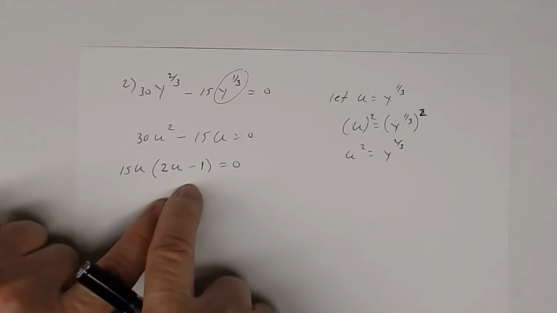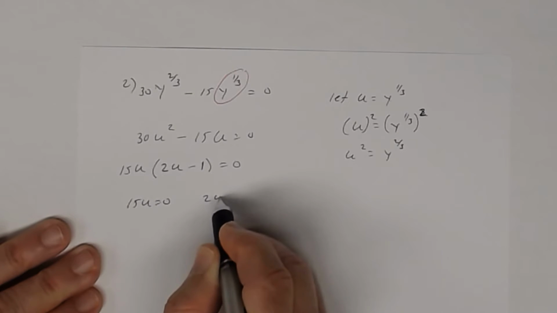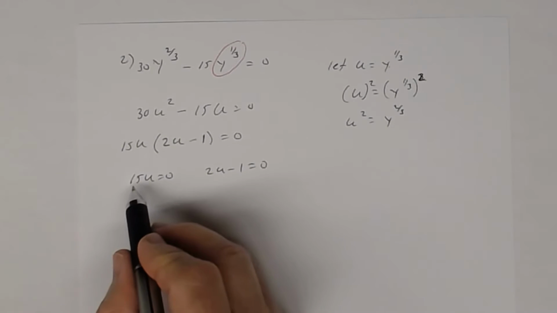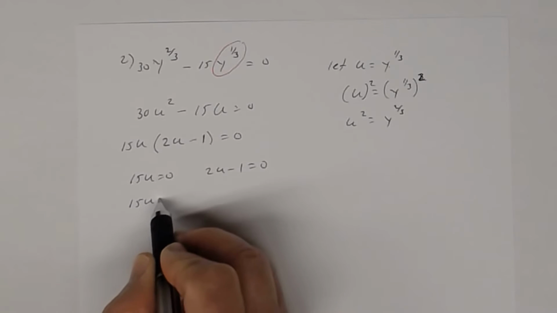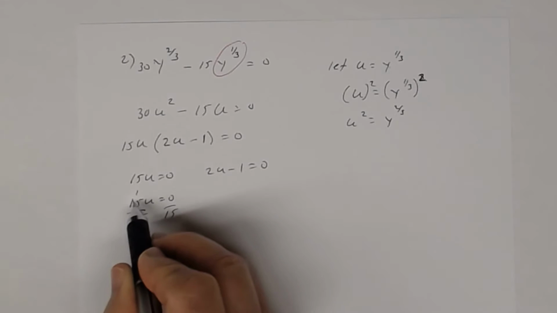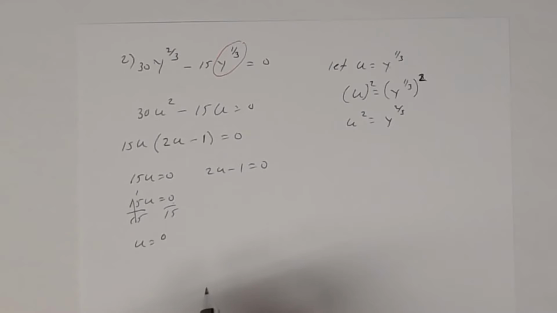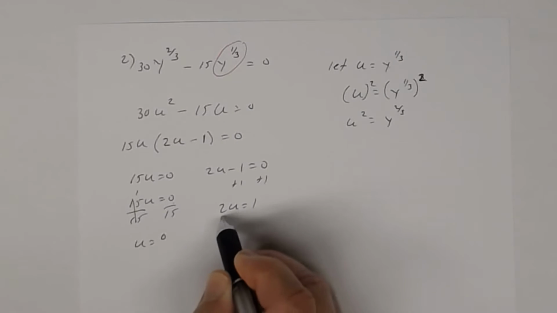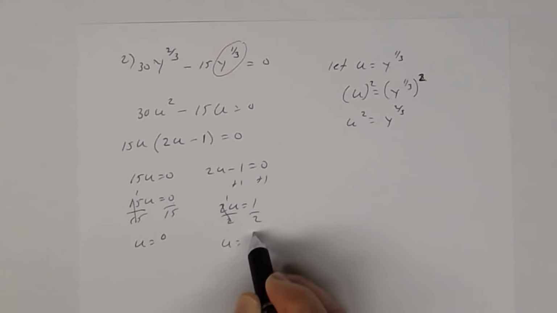So I'm going to set each of those factors equal to 0. So I get 15u equals 0, 2u minus 1 equals 0, and I'm going to solve each of those linear equations. So 15u equals 0, remember to get u by itself, we're going to divide both sides by 15. 15 divided by 15 is 1, 1 times u is u, and then 0 divided by 15 is 0. So I get u to be 0. Over here, adding 1 to both sides, I get 2u equals 1, dividing by 2, the 2's divide out here, so you get u equals 1/2.